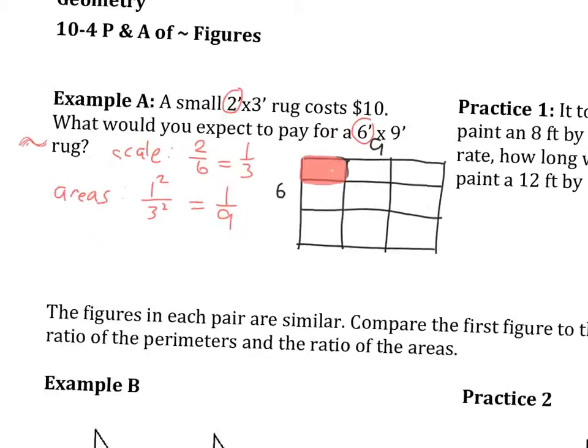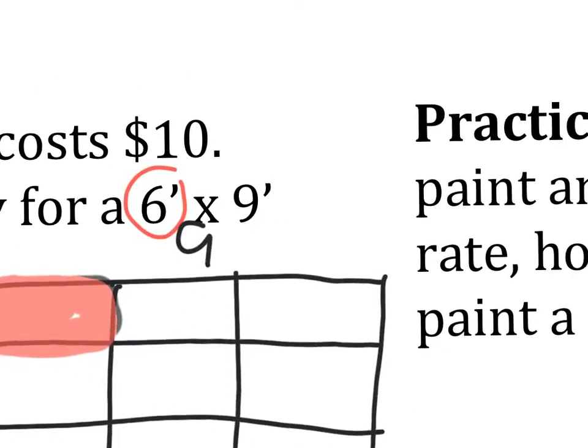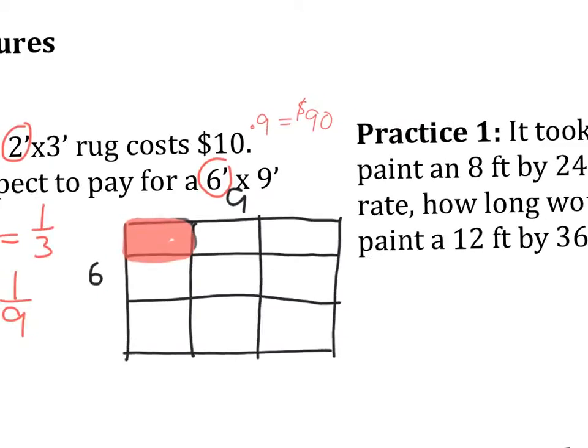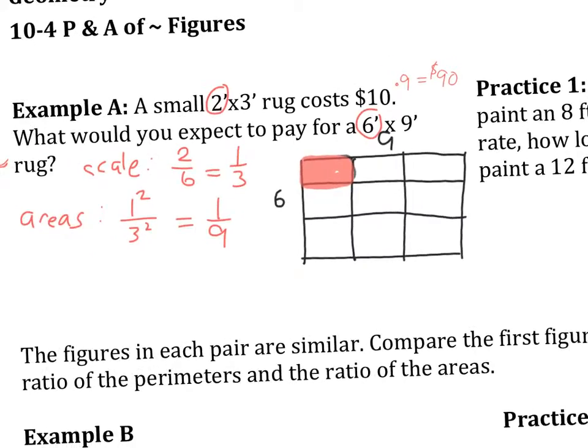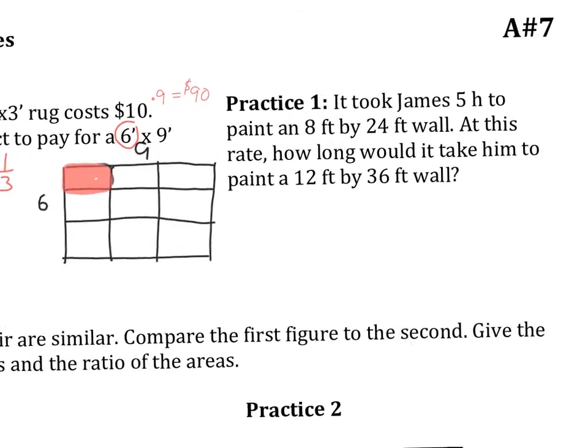So what would we expect? If one of them cost $10, what would we expect the large one to cost? 90. There we multiply by 9. So we expect $90, at least monetarily, straight numbers. In real life, we would expect to pay less just because our experience shows us that the more you buy, the less you pay. Hence the reason for Costco and BJ's and Sam's Club.